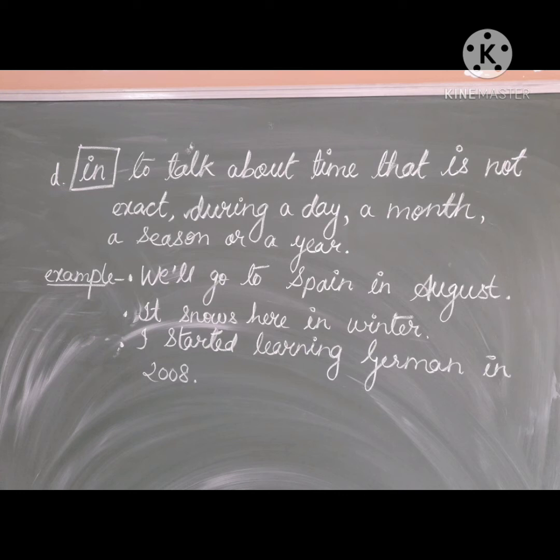It snows here in winter. Again, in winter only the season is mentioned, no date, nothing is given here. So we have used in here. I started learning German in 2008. When in 2008? That is not mentioned here. Only the year has been mentioned, 2008. So we have used in here. So children, I think I have made myself clear about the prepositions of time.